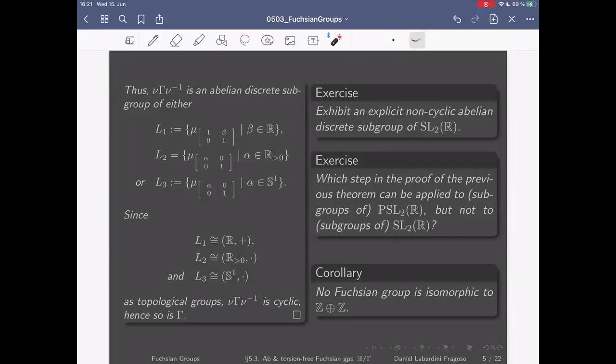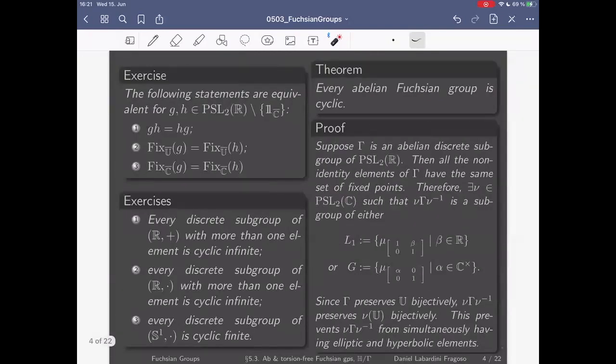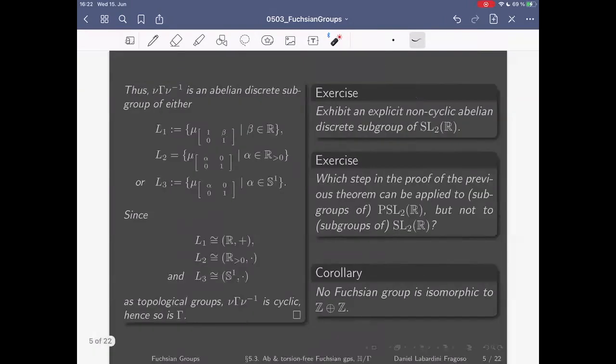Okay, so the corollary we get from that is the statement that every abelian Fuchsian group is cyclic, and in particular we don't get two copies of the infinite cyclic group. This cannot be a Fuchsian group.